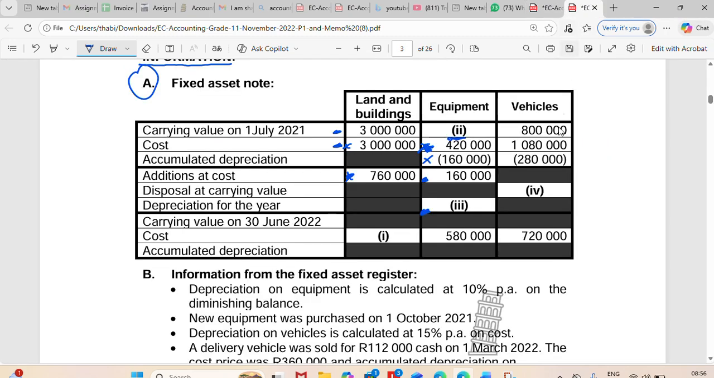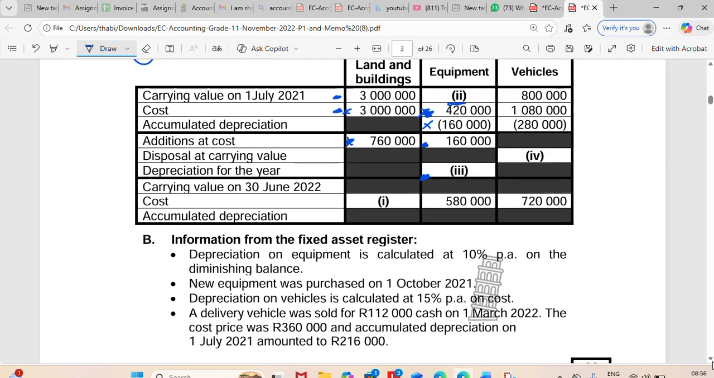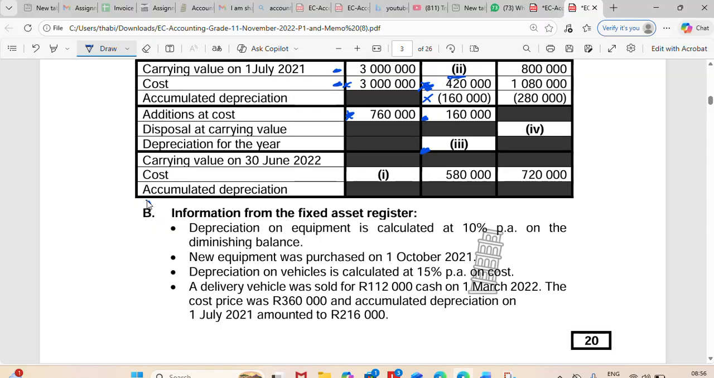So let's firstly check how we depreciate equipment. Information B: depreciation on equipment is calculated at 10% per annum on the diminishing balance method. The diminishing balance method is also known as the carrying value method. Why? Because when we use this method, we depreciate our assets at carrying value. So this is what we need to do.